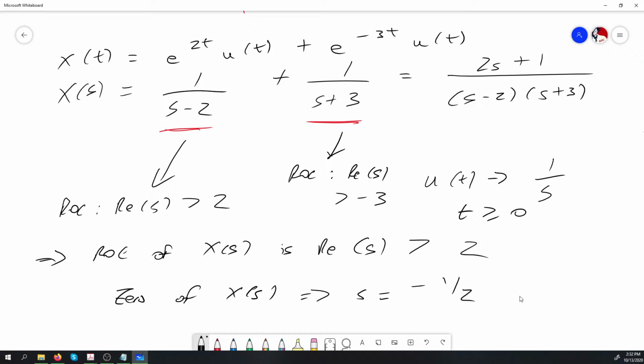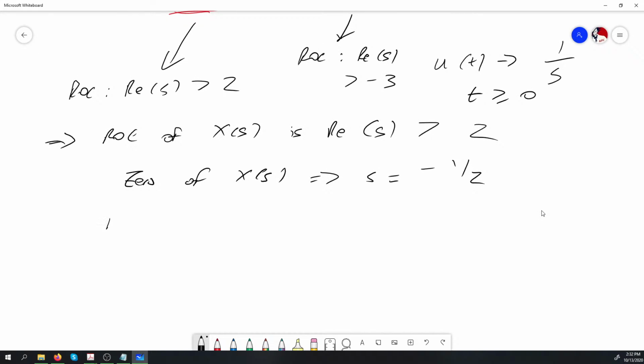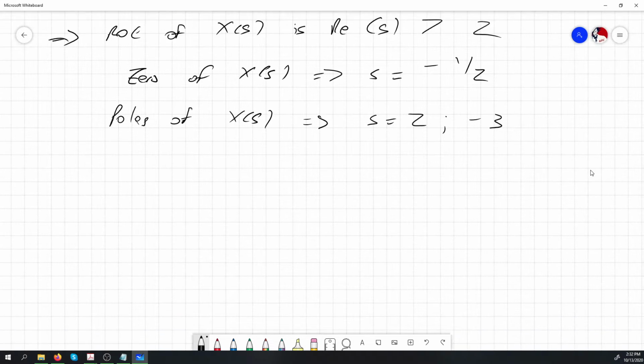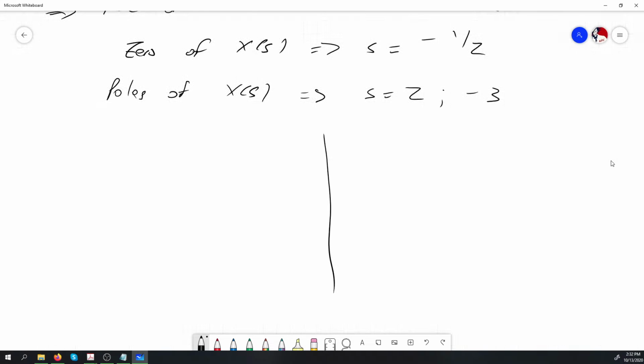And our poles of X of s would be at s equal to 2 and minus 3. And let's do our pole zero plot here. There's going to be real, there will be imaginary, and say this was at 1. Our zero here will lie in between minus 1 and 0 only.